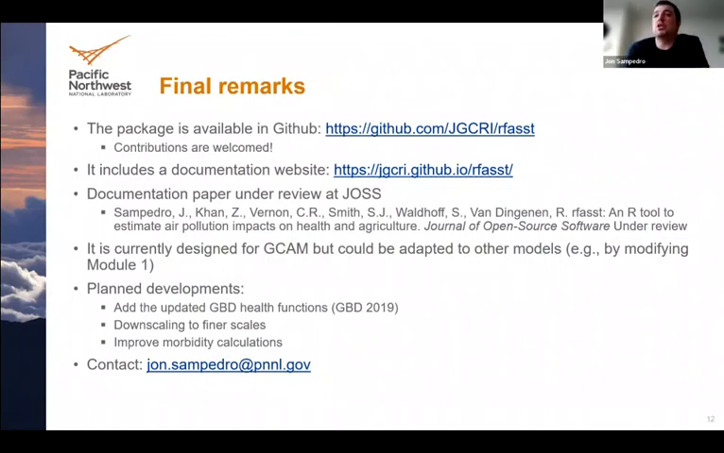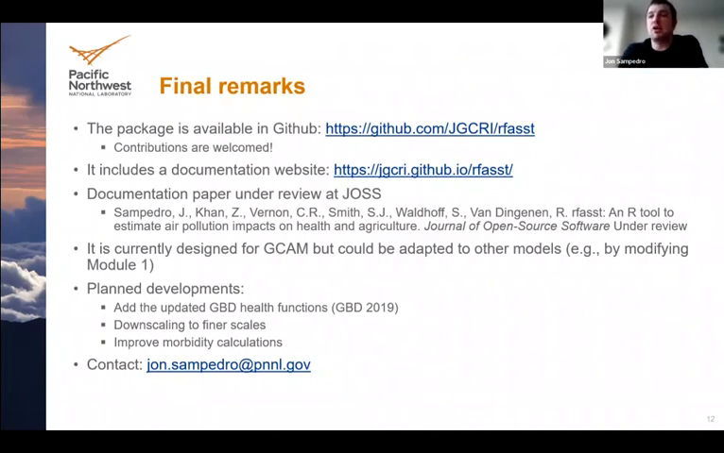And the last point I wanted to make is that it's modular, and it's important to think about that, because we designed this in a modular way because we want this to be expandable to other models, right? As an example, if you are using another integrated assessment model and you just modify the first module to rescale the emissions from your model to the TM5 disaggregation, you will be able to easily estimate concentrations and health impacts. Agricultural impacts are going to be a bit more complex, but this modularity is going to allow the tool to be extendable to other models.